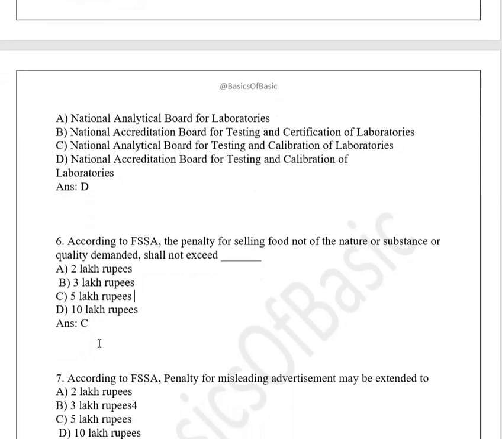According to FSSA, what is the penalty for misleading advertisement? For misleading advertisements, recently FSSAI joined with one of the organizations.